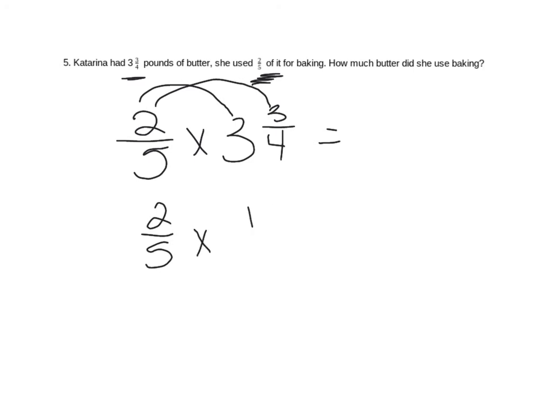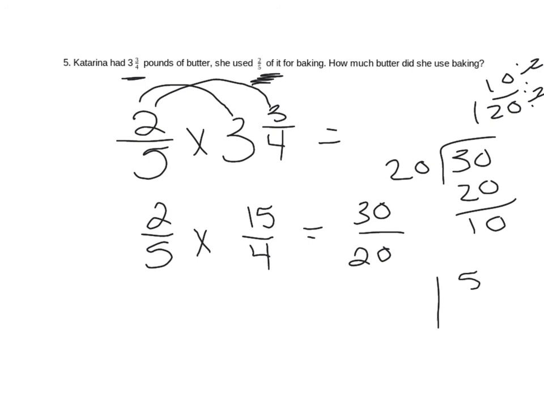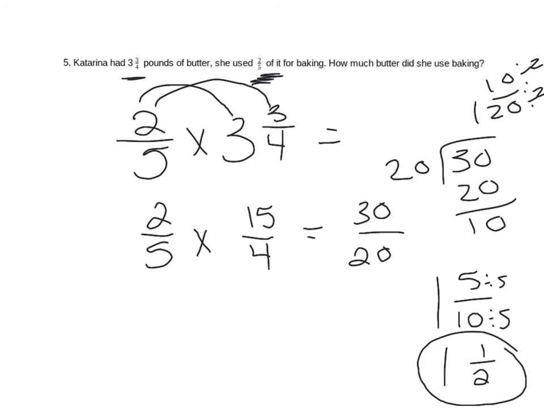3 times 4 is 12. 12 plus 3 is 15. So we have 15/4 times 2/5, which equals 30/20. All right, and 30 divided by 20. 20 goes into 30 once. And I get 10 left out of 20. Okay, and 10 over 20 can be divided by 2 over 2. And I get 1 and 5 tenths. Again, I could divide both by 5. And I could get 1 and 1/2. So Katrina used 1.5 pounds of butter for baking.